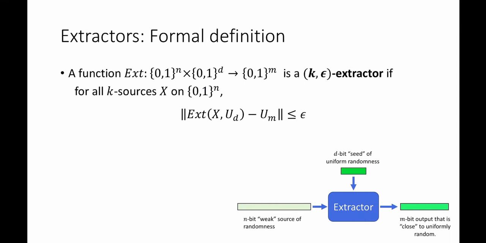Now that we have those definitions, we can give a formal definition of a randomness extractor. We say that a function Ext that maps {0,1}^n cross {0,1}^d to {0,1}^m is a (k, epsilon) extractor if for all k sources X on {0,1}^n, the total variation distance between the output of the extractor when given the source X and a uniformly random seed, and just the uniform distribution on m bits, is at most epsilon. Here, this notation U_d is the uniform distribution on d bits.